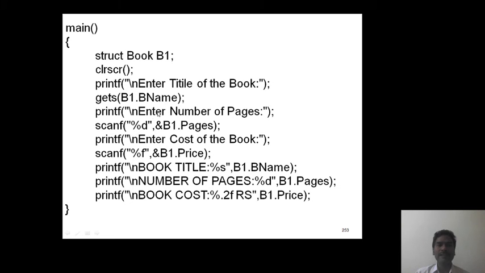To read the details of the book, first we print the message enter title of the book. Now gets of b1 dot bname. Now enter number of pages. In the scanf statement, within double quotes %d comma ampersand b1 dot pages. Then the message enter cost of the book. Now scanf, this one is float. So within double quotes %f comma ampersand b1 dot price. Now we are printing those details like book title, number of pages and book cost.